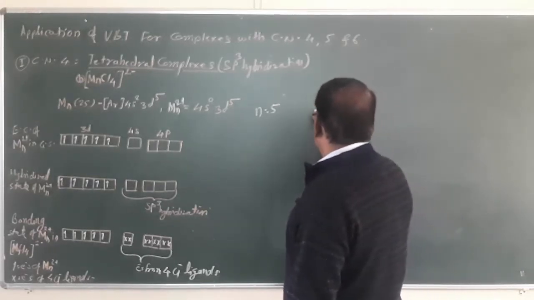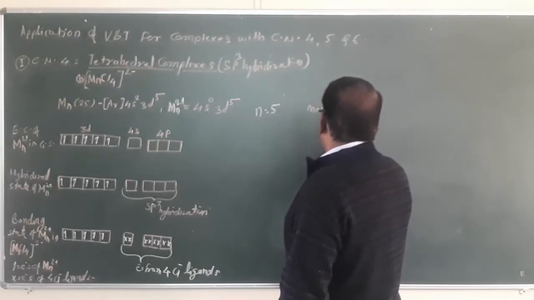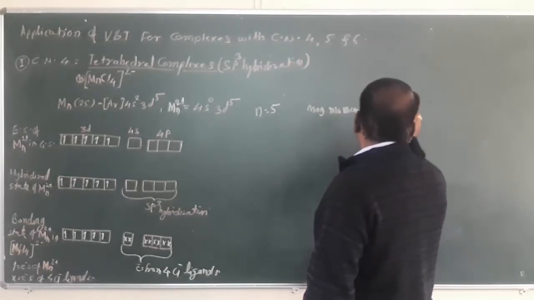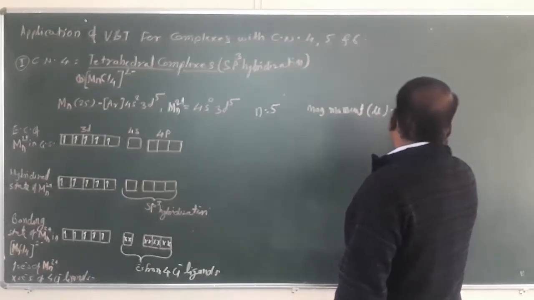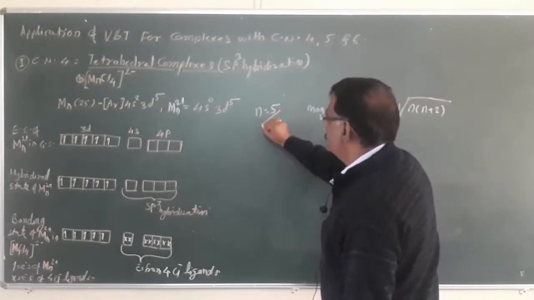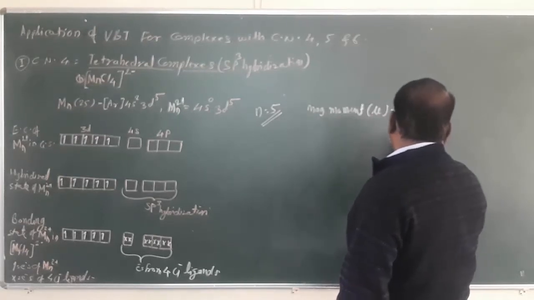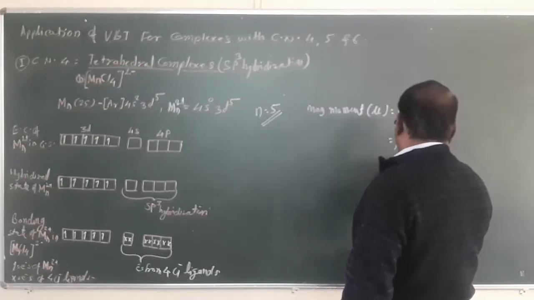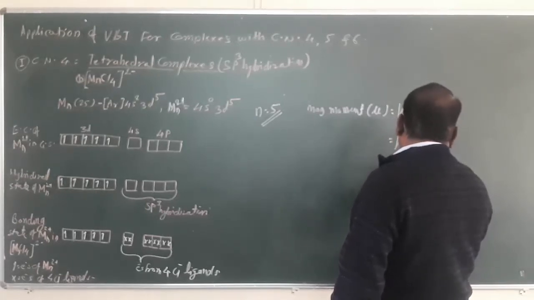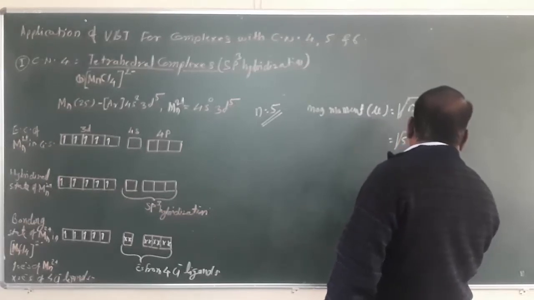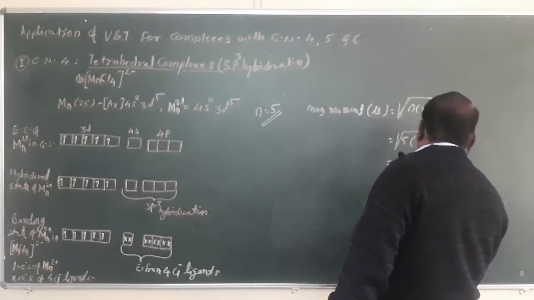So the magnetic moment mu is equal to under root n in bracket n plus 2. Here n is equal to 5, so we have 5 in bracket 5 plus 2, which is equal to under root 5 into 7, equal to under root 35. It is equal to 5.95 Bohr magneton.